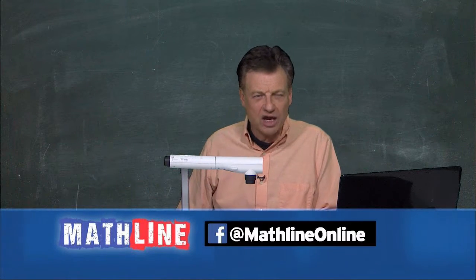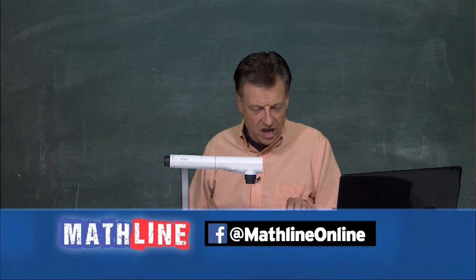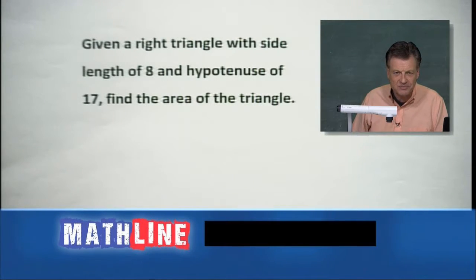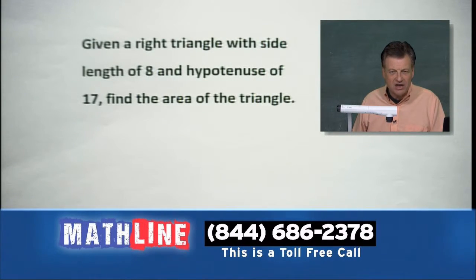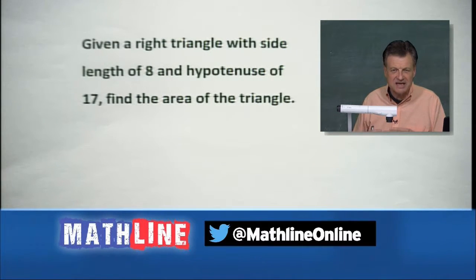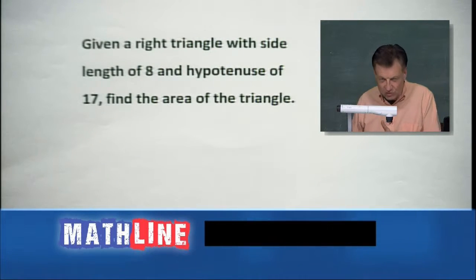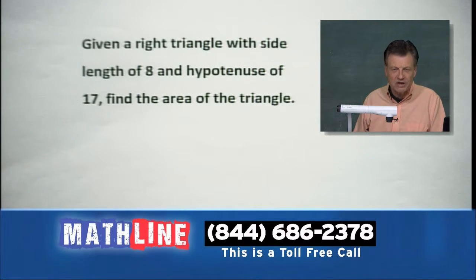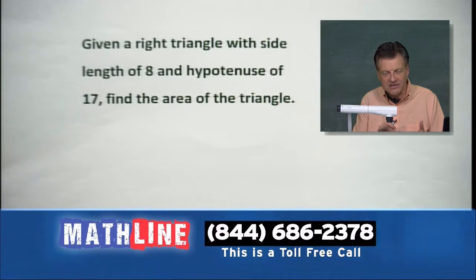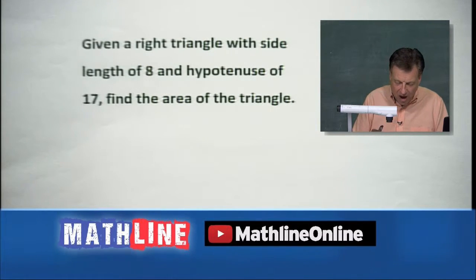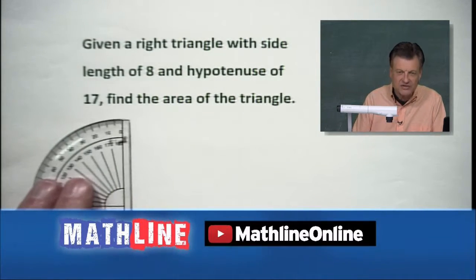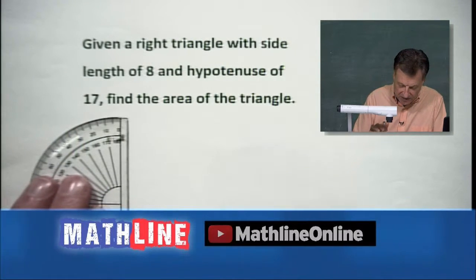Let's take a look at one more thing here while we're waiting for maybe a call or two. We're going to look at a right triangle here with side length of 8 and hypotenuse of 17. Find the area of the triangle. Now, we just created a right triangle a minute ago by using Pythagorean Theorem. It looks like we've got another problem here. Let's see if we can create this little right triangle.